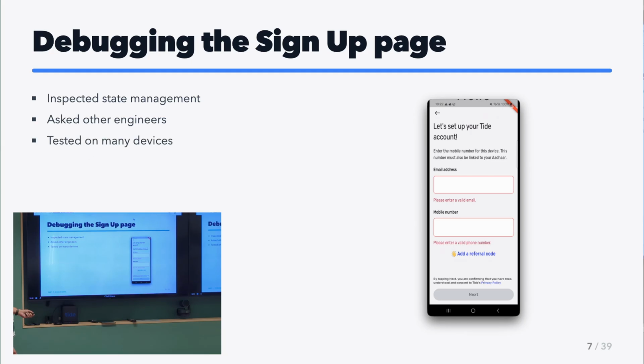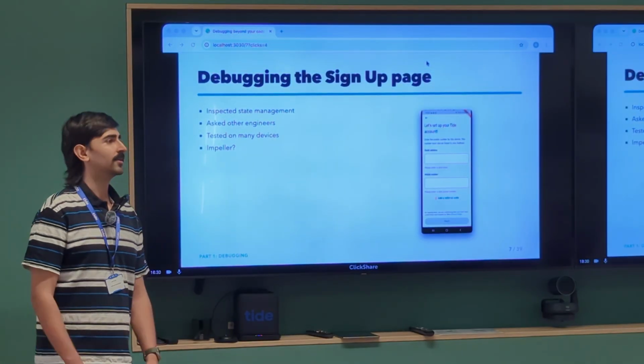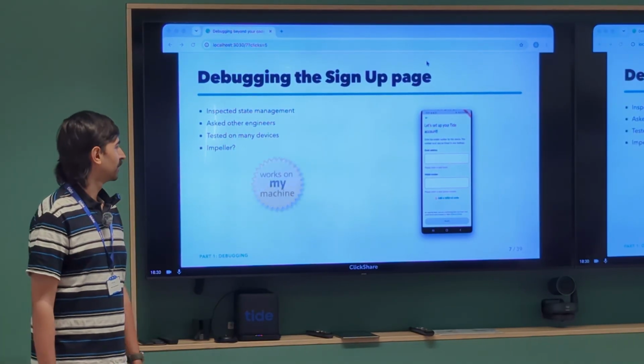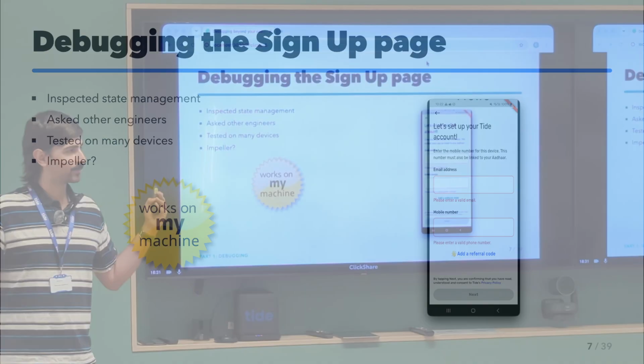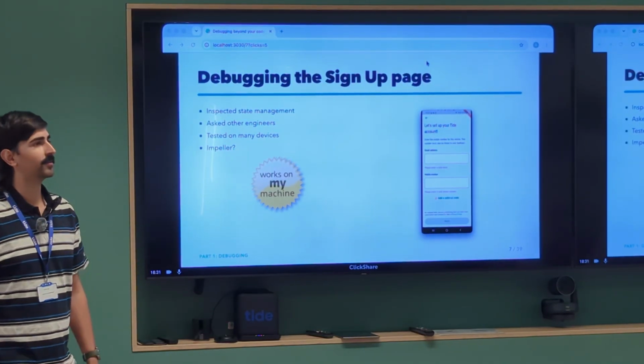We inspected the state management. We even tried a build with Impeller on and without Impeller on, to see if that affected it somehow. But no, we were not able to reproduce this bug. So we did what every engineer does when there's only one report of a bug: it works on my machine. We did not close it, but we put it on the back burner. We were thinking about it, and if we had another report, we would open it again.